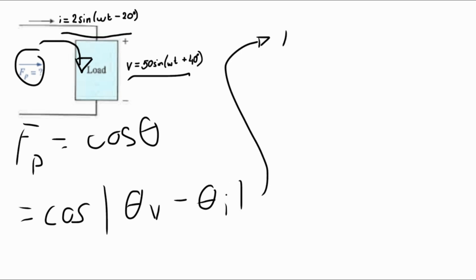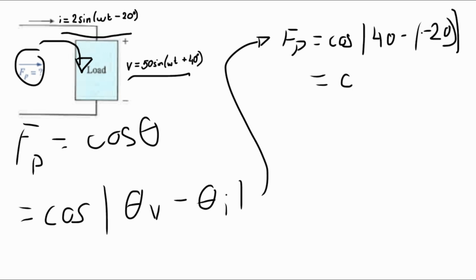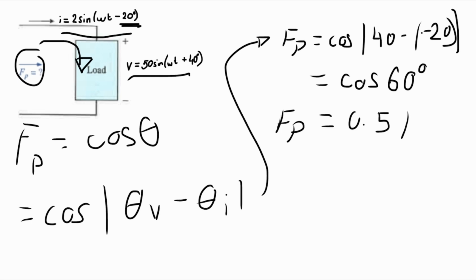So FP will now equal cos of the absolute value of 40 minus 20 degrees, which gives us cos of 60 degrees, which gives us 0.5. Since the current angle is negative, we can say that the power factor is leading the voltage.